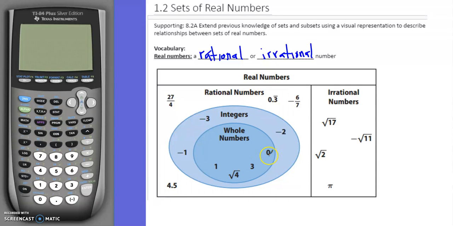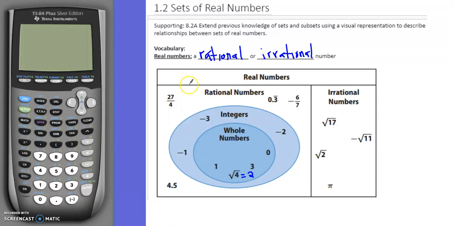If I'm a whole number 0, I'm also an integer, rational, real. 3 is a whole, integer, rational, and real. Now look at square root of 4. Remember, square root of 4 simplifies to 2. And 2 is a whole number, integer, rational, and real. Same thing with 1. It's a whole number, integer, rational, real. This negative 1, though, is not a whole number, so it can't go backwards, but it is an integer, a rational, and a real. Okay, and negative 2 is an integer, rational, and real, and negative 3 is an integer, rational, and real.